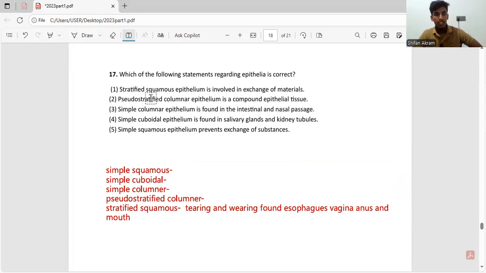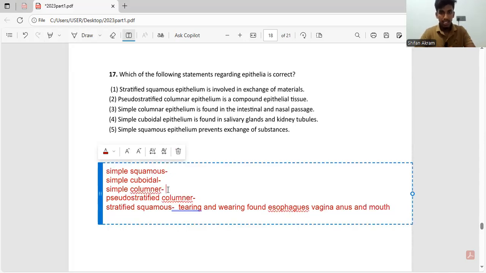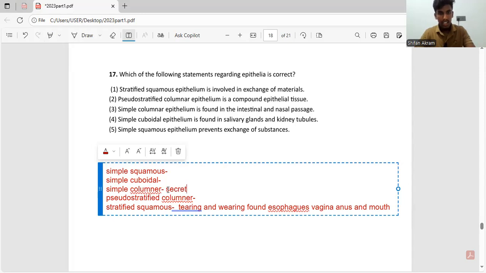So what about pseudostratified columnar epithelium? They are saying pseudostratified columnar epithelium is a compound epithelial tissue. But we know pseudostratified columnar epithelium is a simple epithelial tissue. So that's wrong again. Then the third statement, simple columnar epithelium is found in intestinal and nasal passage. Now, we know simple columnar epithelium is usually involved in secretion and active absorption, right?